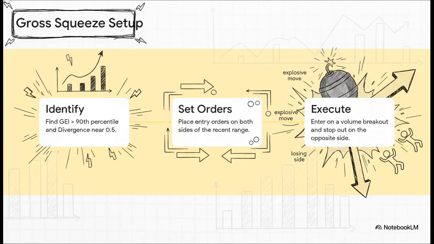Now, when conditions are actually right to trade, here's how we go on the offensive. This is the gross squeeze setup. It's how you inflict maximum pain in the breakout direction once that internal conflict finally resolves. Step 1, identify a GEI above the 90th percentile with a divergence reading near 0.5. Step 2, place entry orders on both sides of the recent range. Step 3, you enter aggressively on a volume breakout and you stop out on the opposite side. Because when that powder keg finally blows, the losing side is forced to capitulate and the move is explosive. That, ladies and gentlemen, is exactly how you pay for your year-end bonuses.